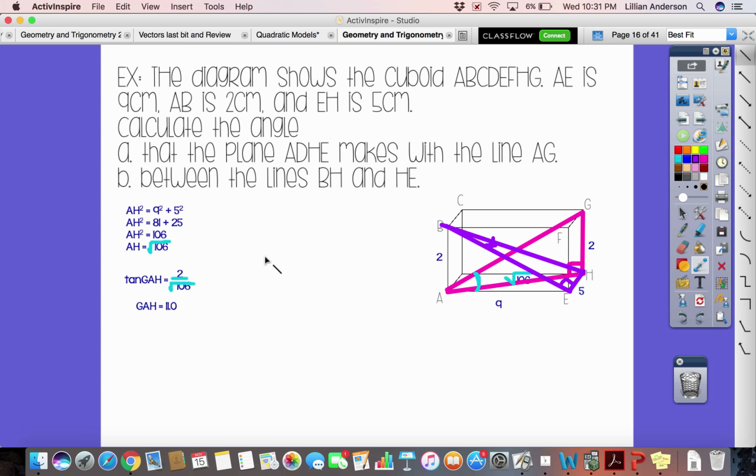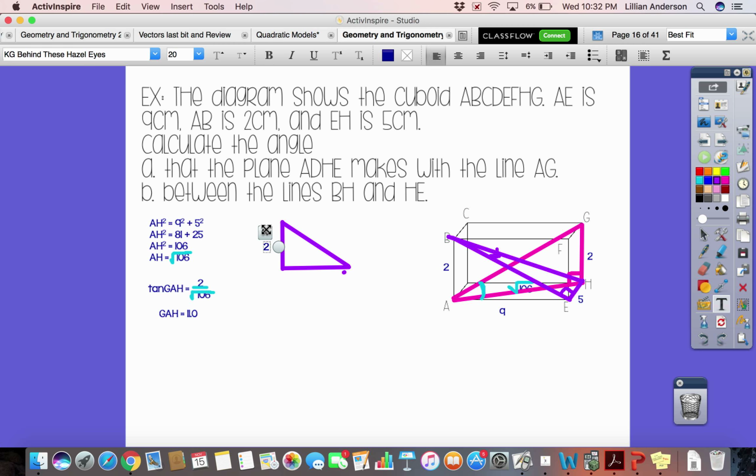However, if you see, triangle BAE does create a right triangle. And so we can actually find BE by using the Pythagorean theorem again with the triangle lengths of 2 and 9. BE is our hypotenuse. So we can find that by doing BE squared equals 2 squared plus 9 squared. That's 4 plus 81, which is 85. So BE equals the square root of 85.